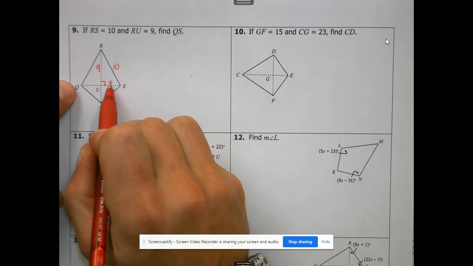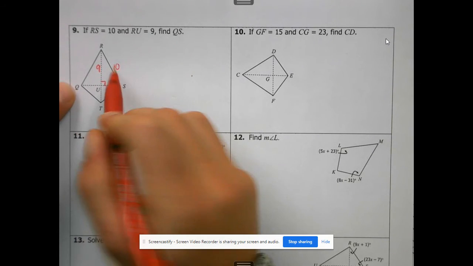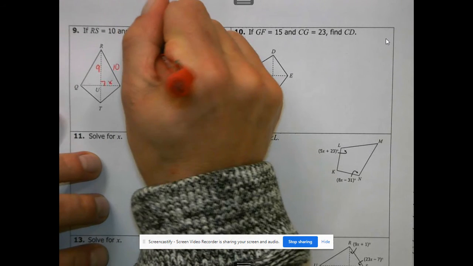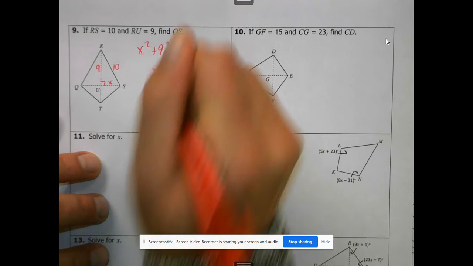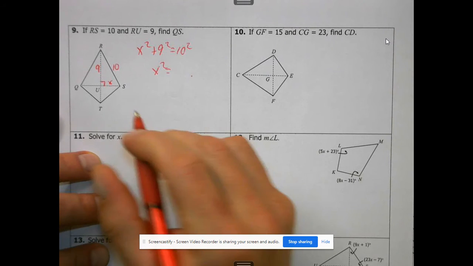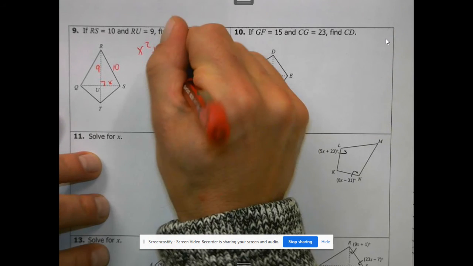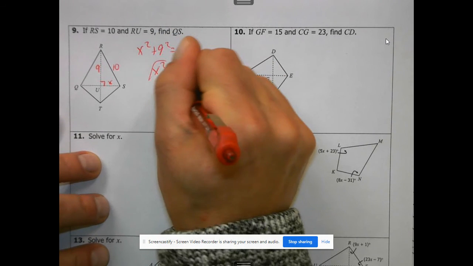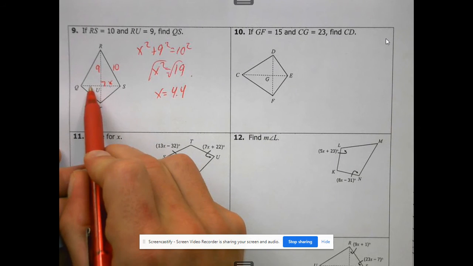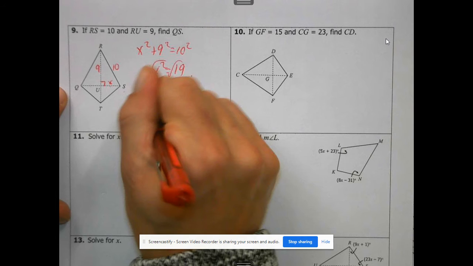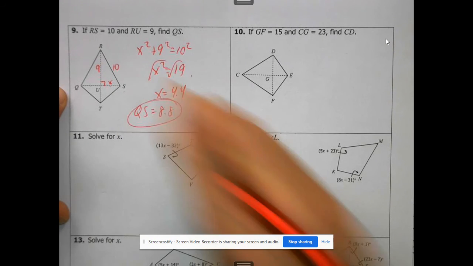Pythagorean theorem. A squared, B squared, C squared. X squared, 9 squared, 10 squared. Subtract 9 squared over, that gives me 19. Square root that, 4.4. So if that's 4.4, that's 4.4, add it up. So Q to S would be 8.8.